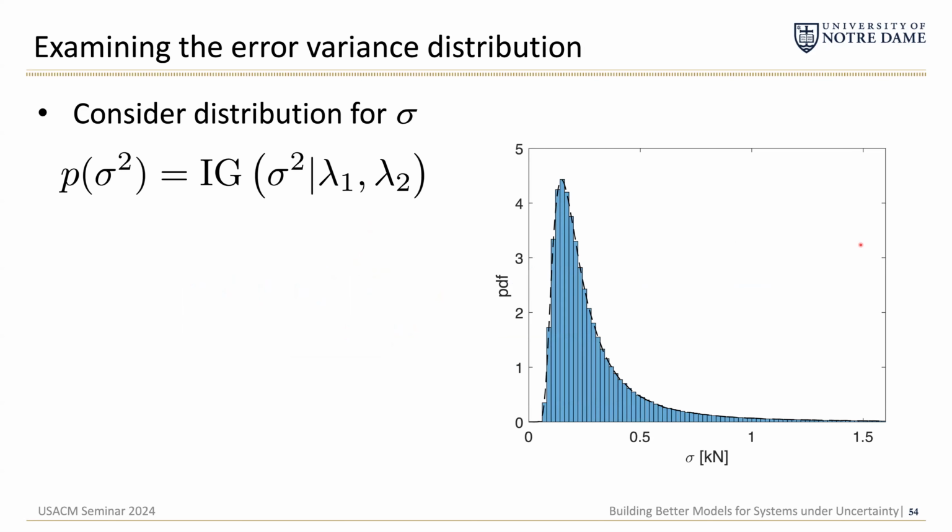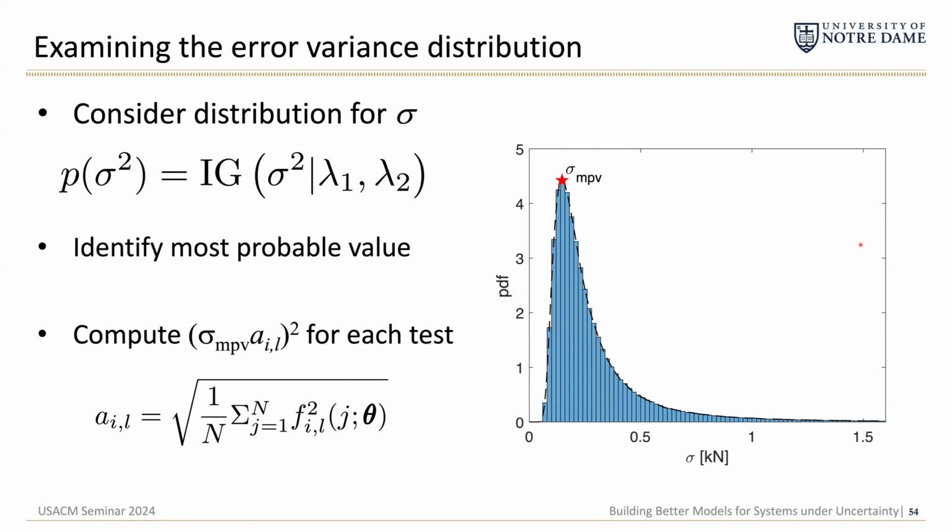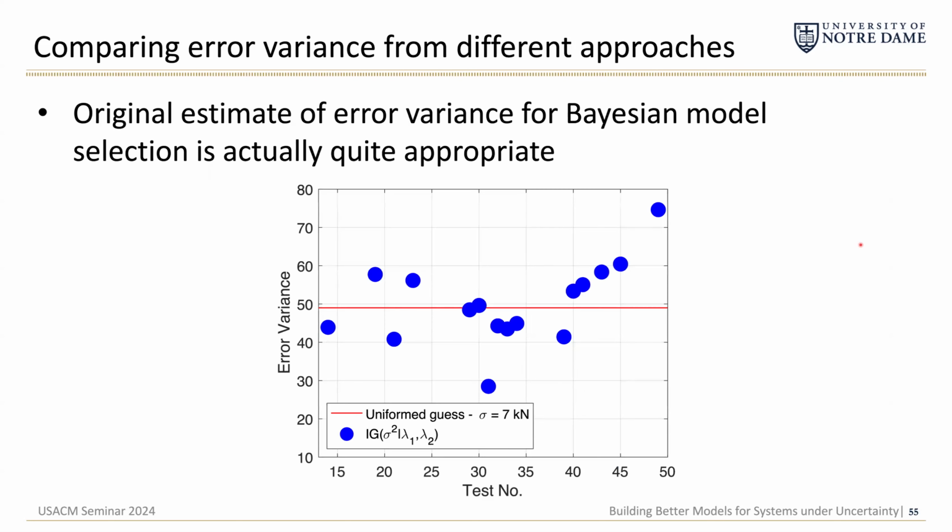And lastly, we can examine the error variance distribution as well, right? We get this nice inverse gamma distribution. And if we identify the most probable value, we can actually compute and evaluate a variance that uses this most probable value. I bring this up because if we look at using the MPV there, we can see that our original estimate of error variance from our Bayesian model selection, if you recall, I said that was 7 kilonewtons, which as a variance would become 49 kilonewtons squared. This is actually quite an appropriate estimate, as it so happens, because our uninformed guess is really close to what we evaluate our prediction error variance MPVs to be for all the other test data.